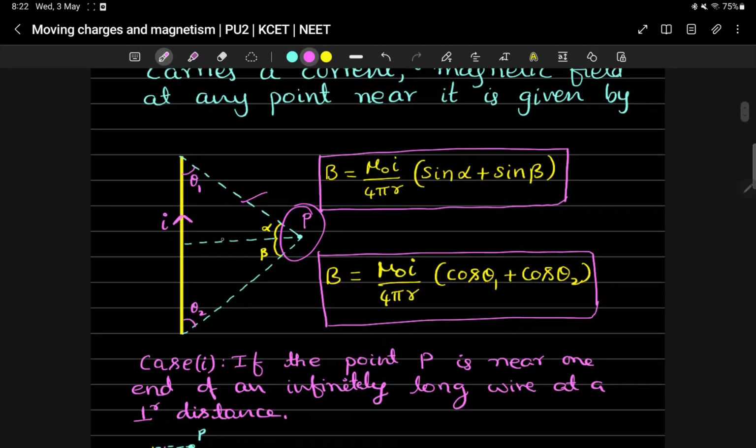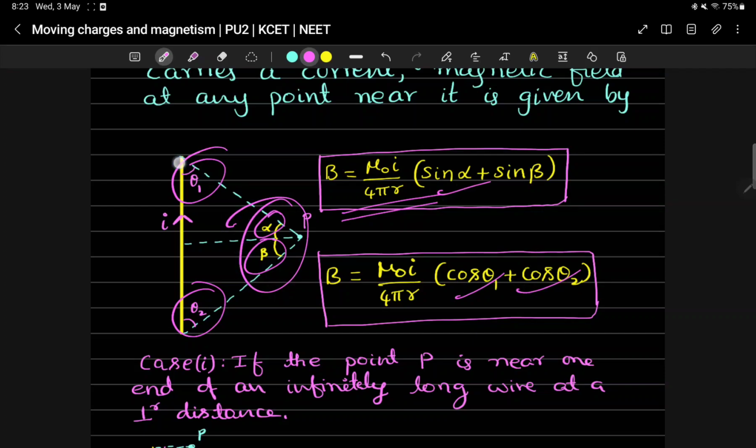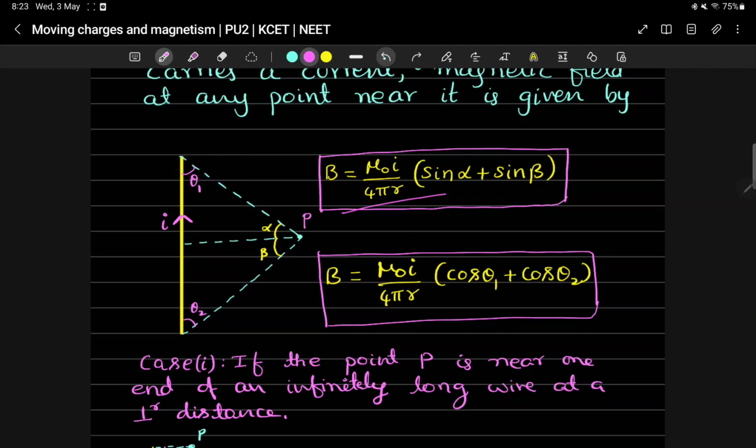Let us consider this and draw these lines like this, which makes angles alpha and beta here, or theta 1 and theta 2. From that we get this formula: B is equal to mu naught by 4 pi r, sin alpha plus sin beta. Or if you want to write theta 1 and theta 2, you have to write cos theta 1 plus cos theta 2. If you take these angles, sin theta; if you take these angles, cos theta. That is all about this formula. Write it down, this is also a very important one.